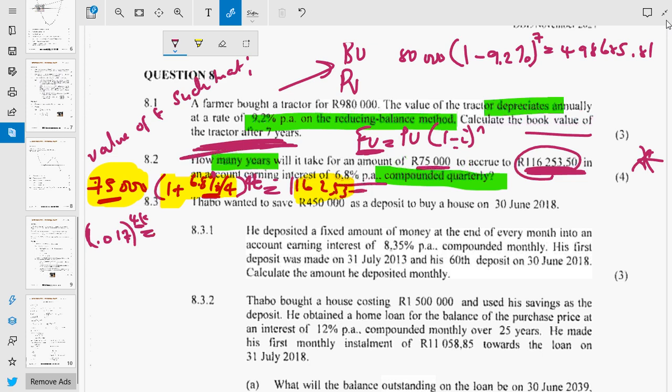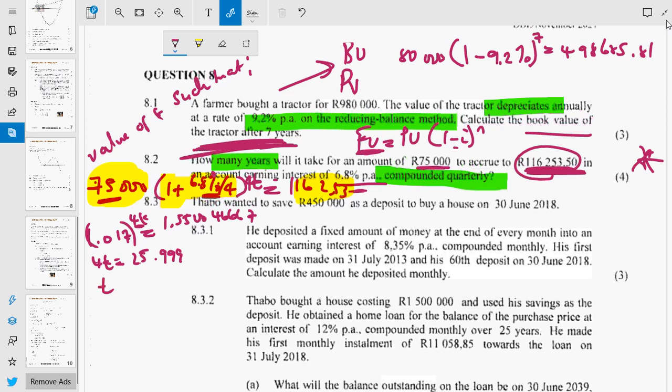So this will be equal to, if you do the division, you're going to get 1.55 not 4,667. Now you're going to take the natural log on both sides, then divide by the log of 1.017, and I'm going to get 4t to be 25.99. Now this is quarters. So this is 25.99 quarters.